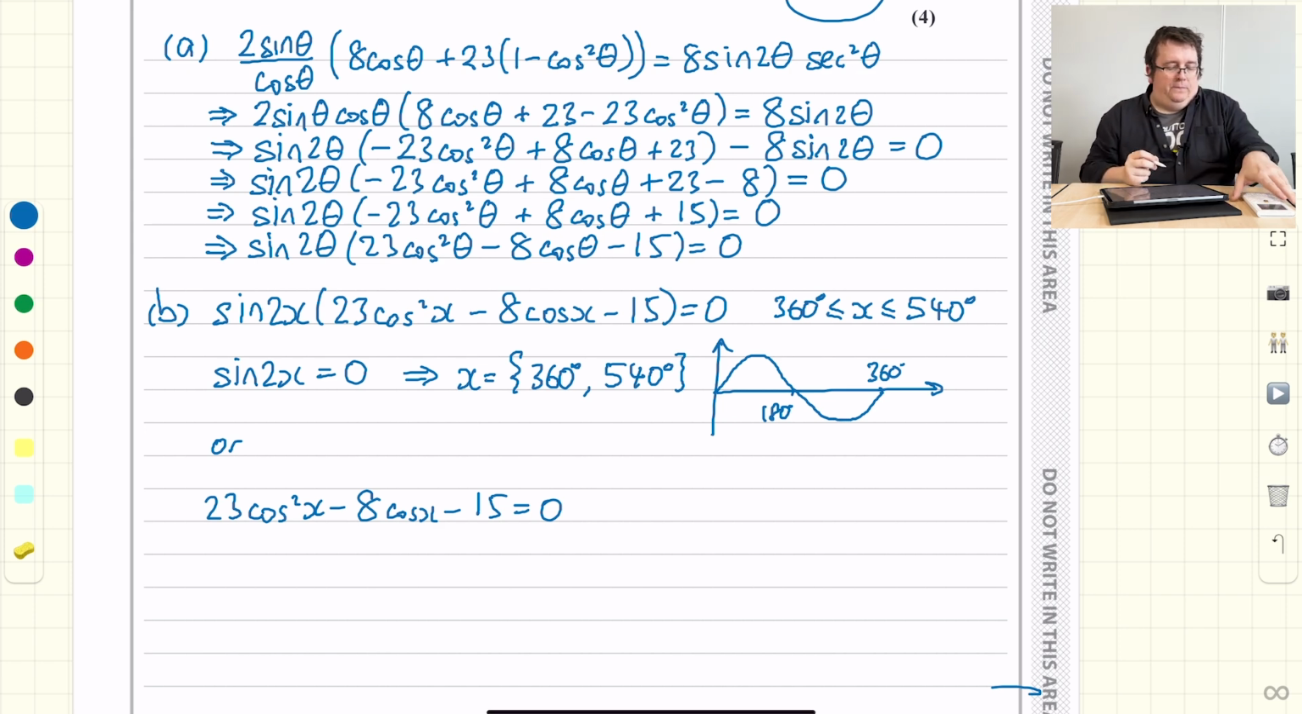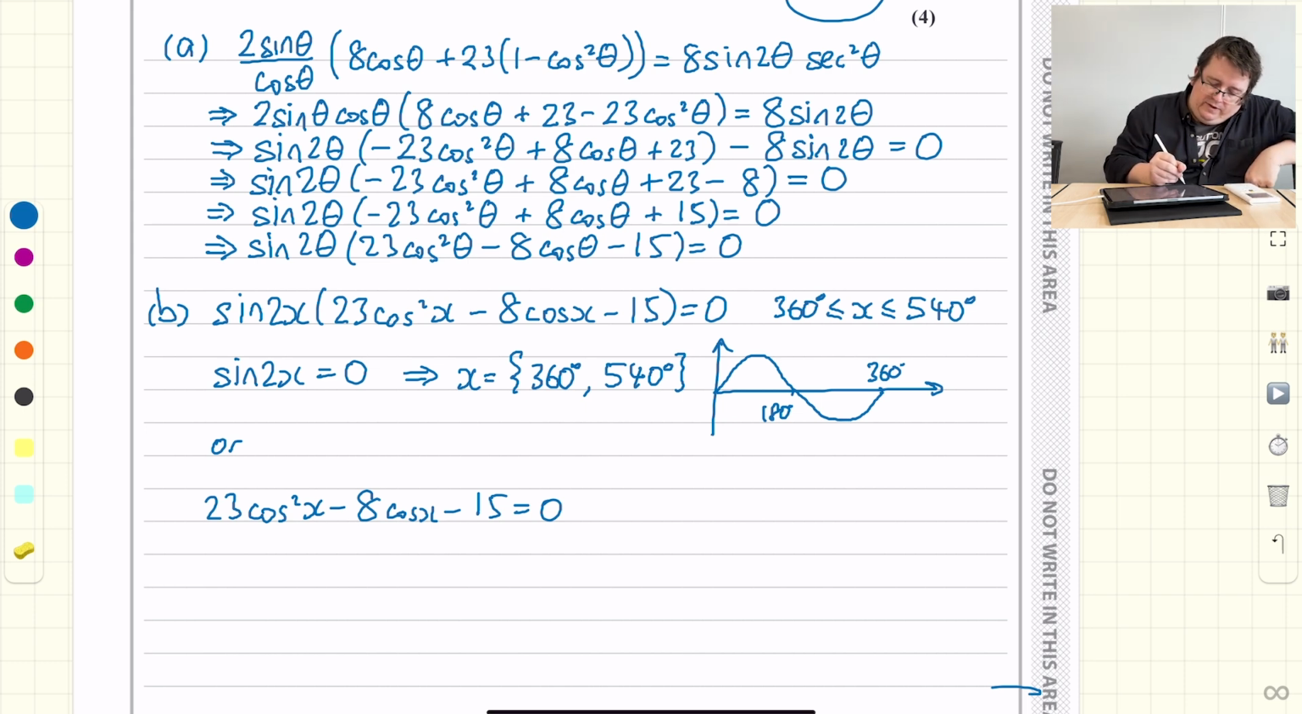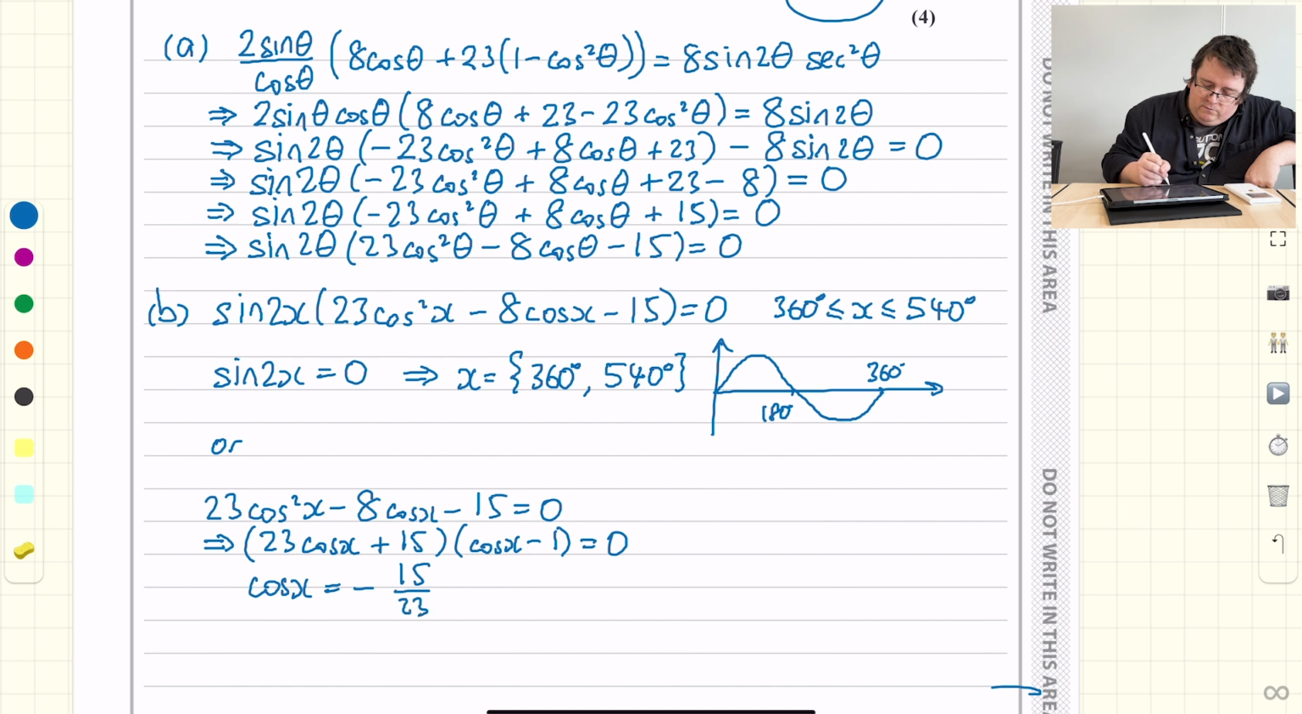Okay, now we've got a quadratic in cosine. Let's pop that into the quadratic solver. So 23x squared, take away 8x, take away 15. And we get, so this factorizes to 23 cosine x plus 15, cosine x take away 1. So cosine x equals minus 15 over 23, or cosine x equals 1.